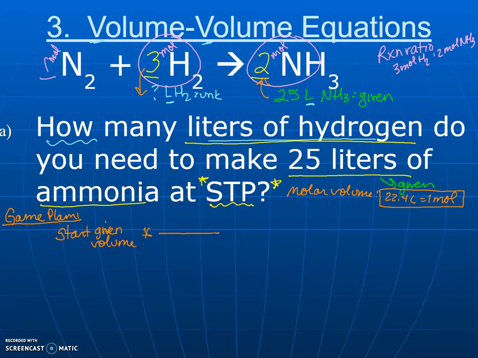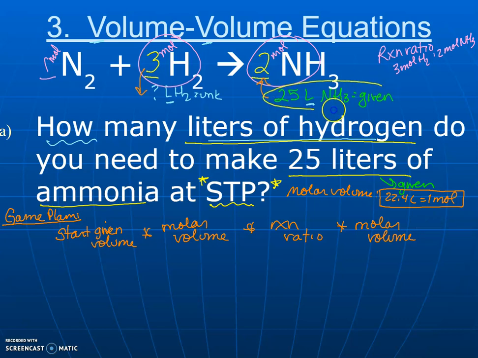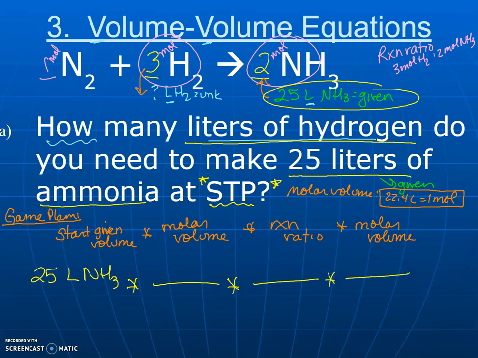Okay, then we are going to use the molar volume conversion factor to get from liters to moles. Then we use our reaction ratio to get from moles of our given to moles of our unknown. And then the molar volume again in order to get from moles of our unknown to liters of our unknown. So plugging this in, we're going to start with our given 25 liters of NH3.